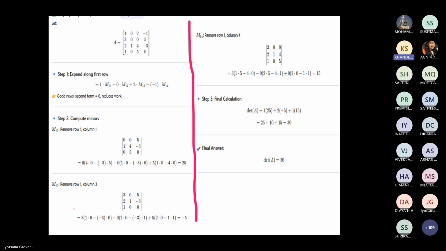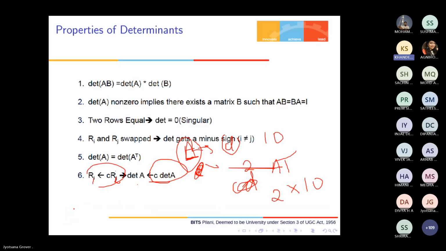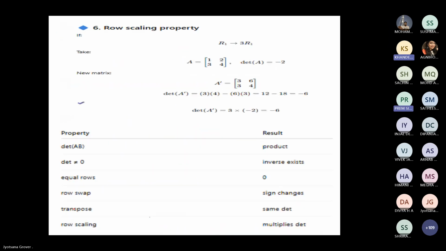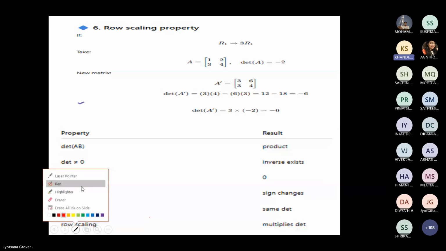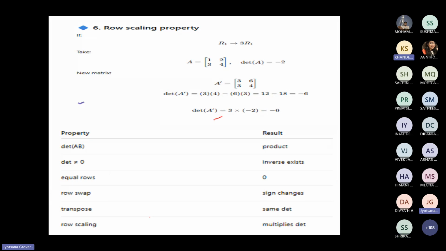So the property talks about, let's say there are two matrices, where the second matrix has a row which is some multiple of one of the rows of the first matrix. In that case, the determinant of the second matrix will be the determinant of the first matrix multiplied by the same constant.